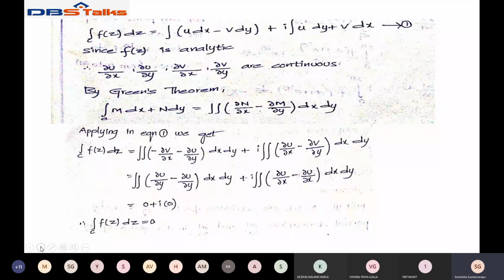That equals double integral dou u by dou y minus, by using CR equations, dou v by dou x is minus dou u by dou y. So the above integral changes into double integral dou u by dou y minus dou u by dou y dx dy plus i double integral. Here also substitute CR equations, dou u by dou x minus dou u by dou x dx dy. That equals the first integration is 0 plus i into the second integration is also 0. So integral over C f of z dz equal to 0.